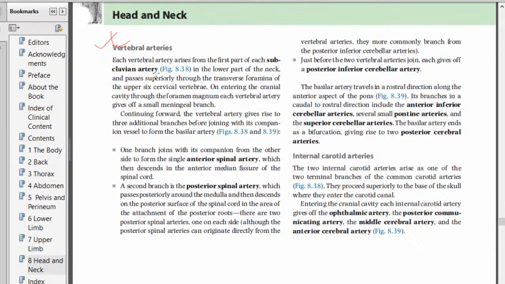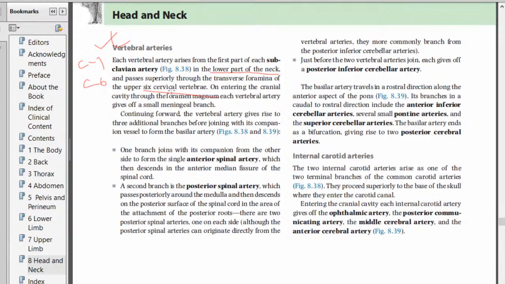It arises from the subclavian artery in the lower part of the neck and passes superior through the transverse foramina of the upper six vertebrae. Okay, upper six, meaning C6 to C1. They pass through these six cervical foramina.